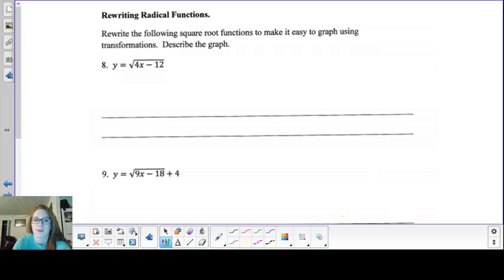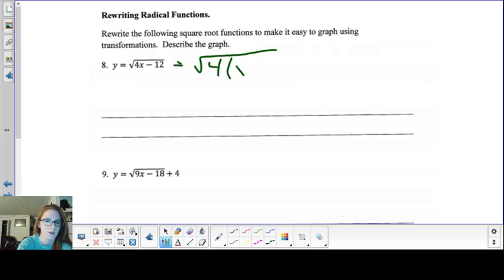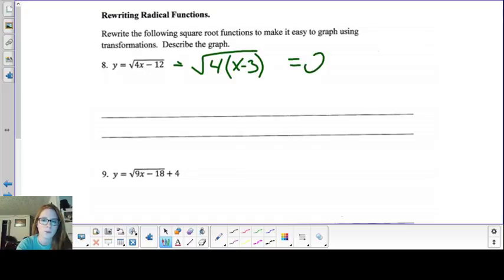So can I take 4 divided by 4? And can I take 12 divided by 4? Okay, I can do it. So what I'm going to do is take out a 4. And when I divide out a 4, I'm left with 1. I have the square root of 4. When I take out the 4, I'm left with the x minus 3. Well, the square root of 4 is 2, so I'm going to go ahead and take the square root of that. And what's left is the x minus 3.